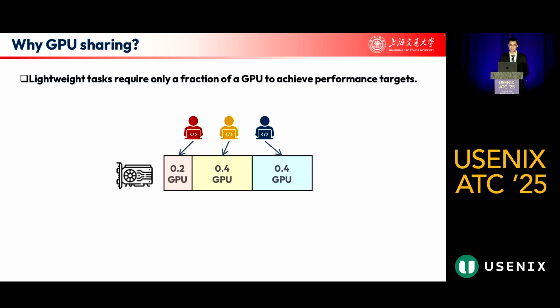However, there are still some lightweight tasks that do not require such a beefy GPU to run. These lightweight tasks may only require a fraction of a GPU to achieve their performance targets. In this case, if you still allocate the whole GPU for that application, it is overkill, so you are basically wasting your GPU resources. So what we do is use GPU sharing, which means we want to run multiple tasks on one GPU simultaneously.